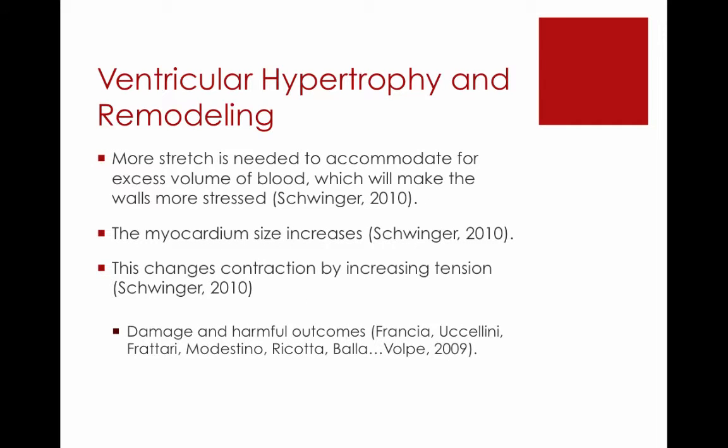Because the ventricle walls have to stretch to accommodate more excess volume of blood when it's in diastole, the walls become greatly stressed. So this causes the myocardium to increase in size. This affects how the heart contracts by increasing the tension on the ventricle wall, causing damage and harmful outcomes.